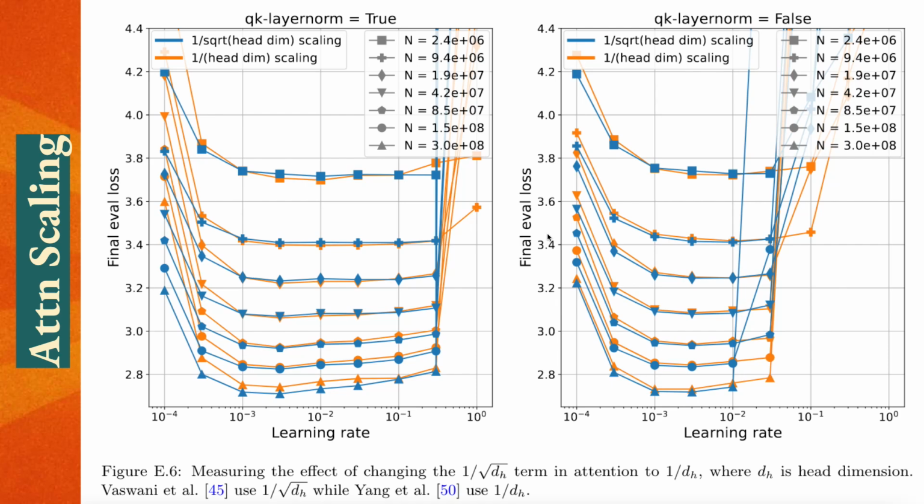They also try some other experiments that we'll just run through very quickly. They try different attention scaling approaches. Instead of dividing by square root of the head dimension, they divide by the head dimension itself. And when QK-layernorm equals true, it does not have too much of a visible difference, other than you can see that for large parameter models, you get a lower loss when you're dividing by square root of the head dimension.